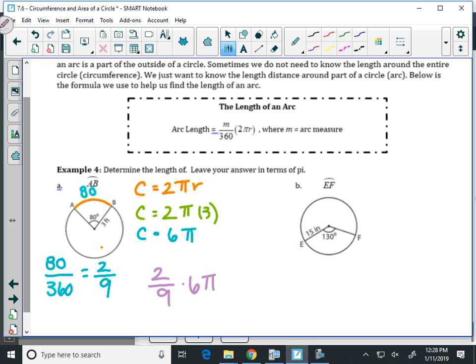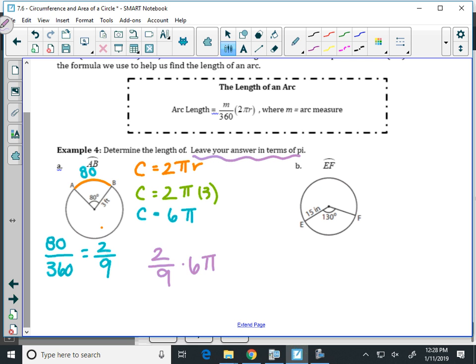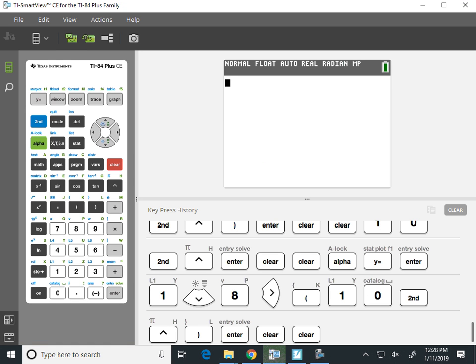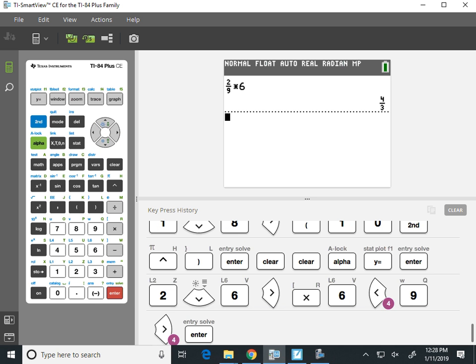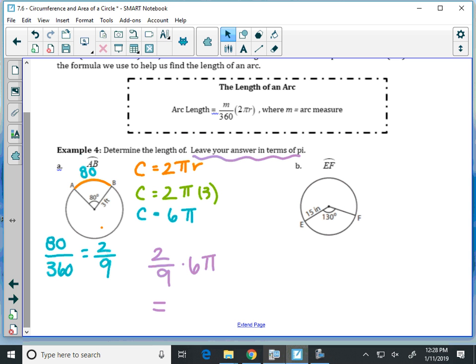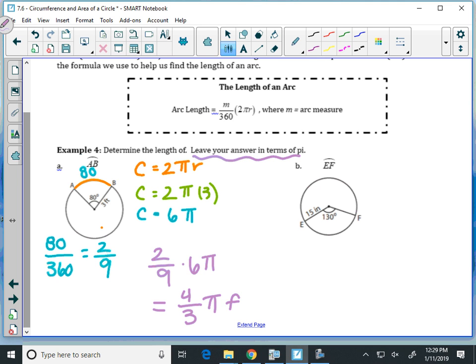times 6 pi. And again, your direction said leave in terms of pi, so you're just going to do 2/9 times 6 in your calculator. So we do alpha y equals enter. If we do 2/9 times 6, oh, that's the wrong answer. 2/9 times 6, that gives us 4/3. So our answer is 4/3 pi feet. That is the length of the arc.